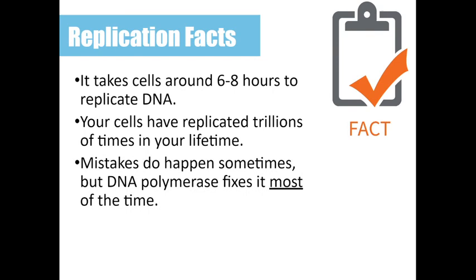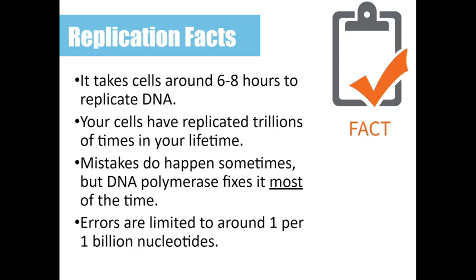But mistakes do happen sometimes. But DNA polymerase fixes it most of the time. Now, we'll talk about what happens when mistakes don't get fixed a little bit later. But just like you and I, DNA replication is not perfect, and mistakes can happen, and they're not always corrected. Errors are normally limited to around 1 per 1 billion nucleotides. So that is a very, very small chance for a mistake.